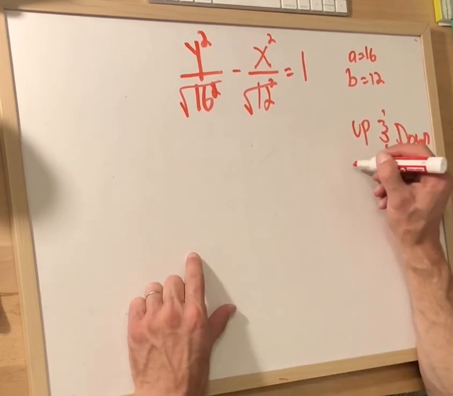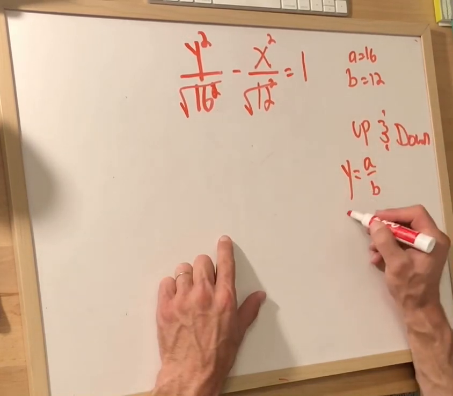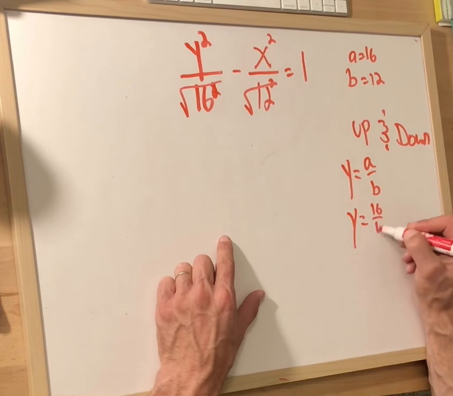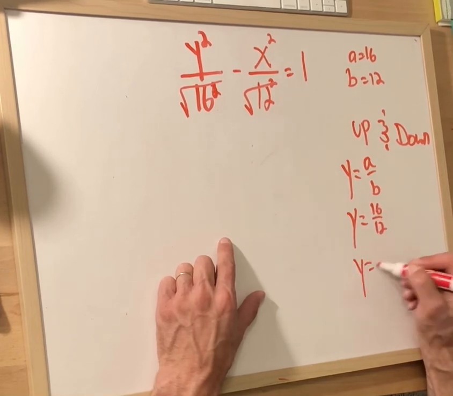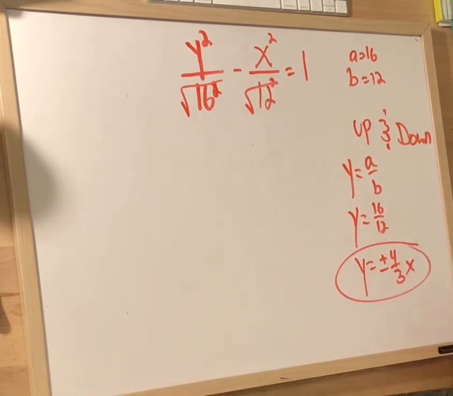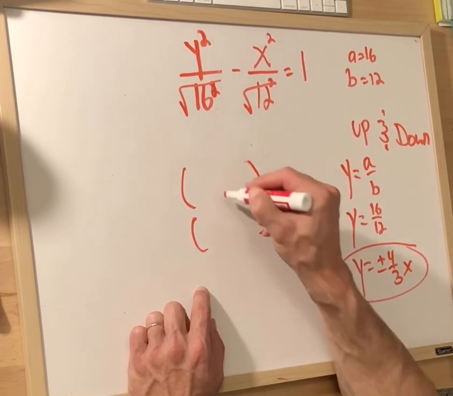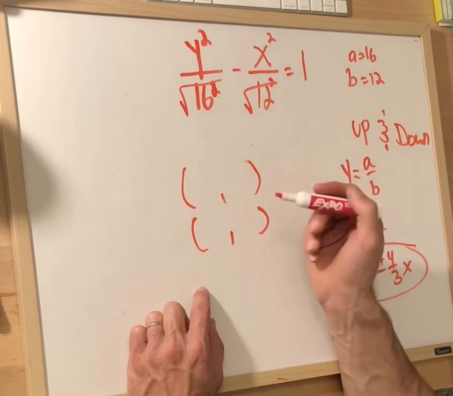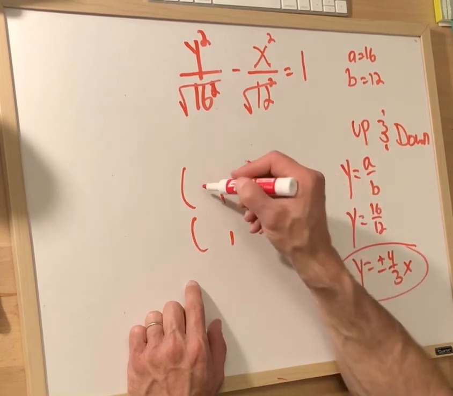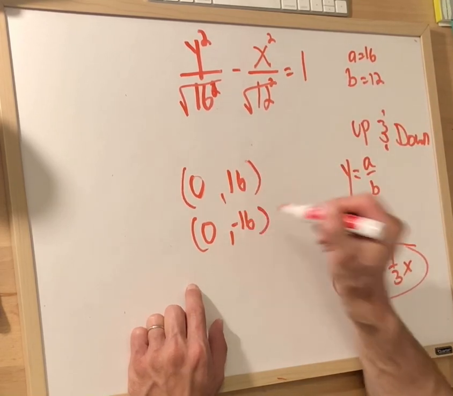Next, I've got to find my asymptote lines. Whenever it's y, it's a over b, plus and minus. So I'm going to have y equals 16 over 12, which is going to be y equals positive and negative 4/3 x. I just reduced 16 and 12 both by 4. So this is your asymptote line. Let's see if you got the vertices correct. Vertices are on the y-axis. They're 0, comma, positive 16 and negative 16.